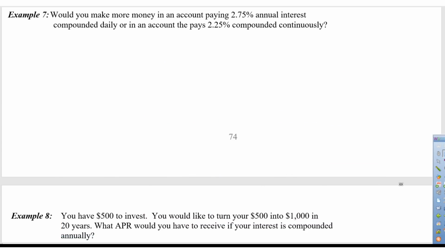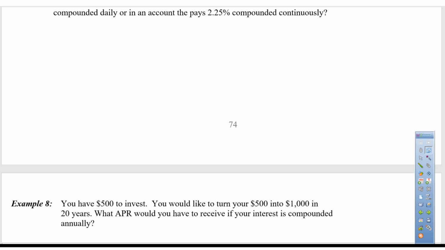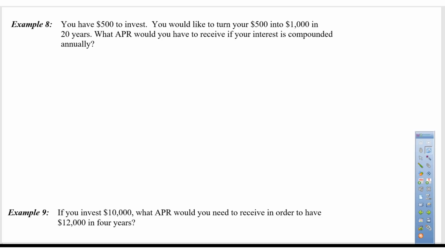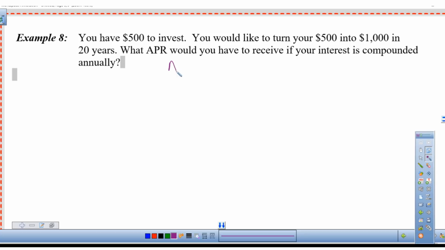Example 8. Is this easy? Guys, tell me. It's an easy way to end right before break, right? You have $500 to invest. You'd like to turn your $500 into $1,000 in 20 years. What APR would you have to receive if your interest is compounded annually? First thing you write down is the formula. This one's a little bit tough. A equals P, 1 plus R divided by N, raised to the NT.